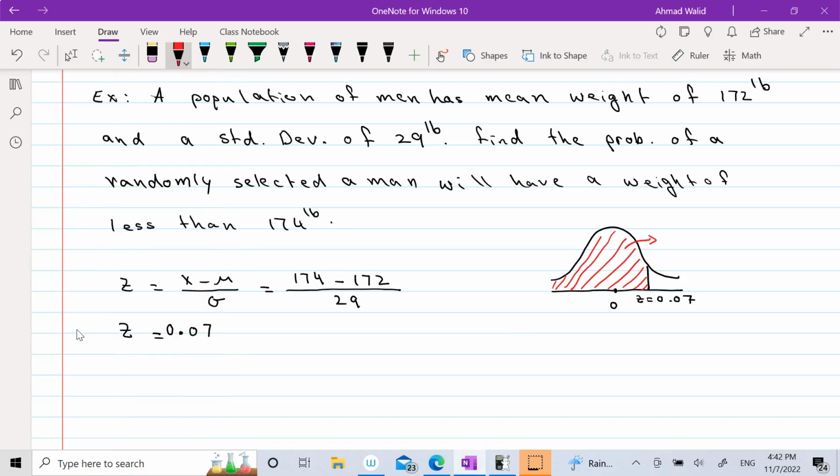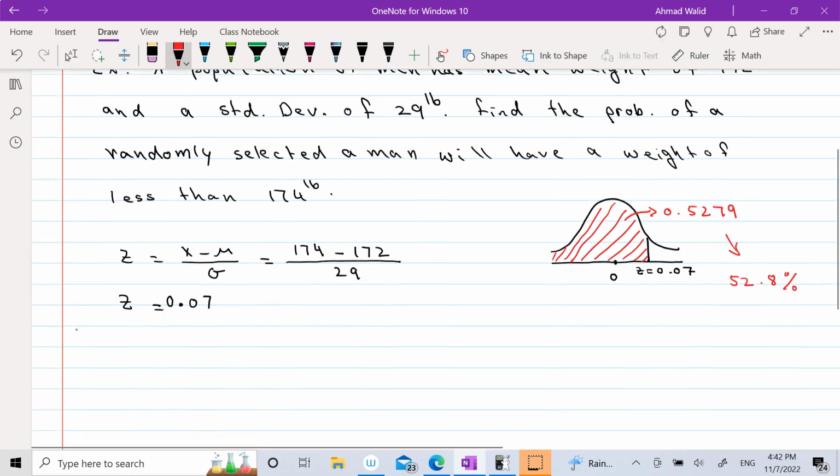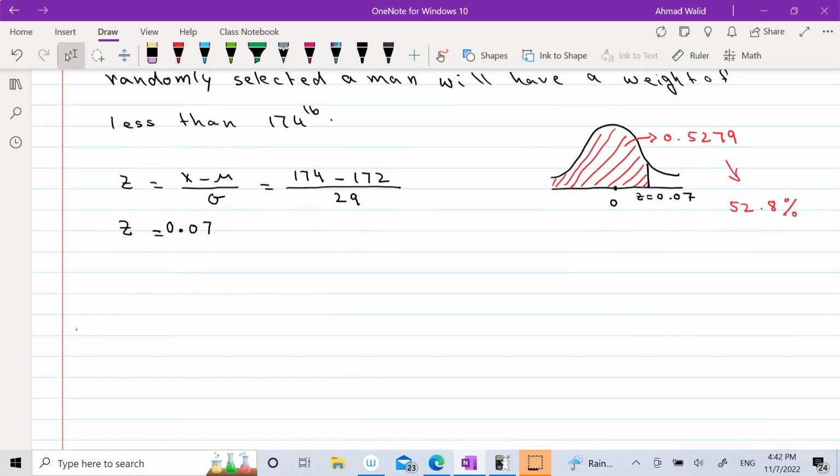It means this area is 0.5279. In percentage, it means 52.79 or 52.8, right? 52.8%. What does it mean? You have to write now a small paragraph, like 2-3 sentences. It means you have to write this.